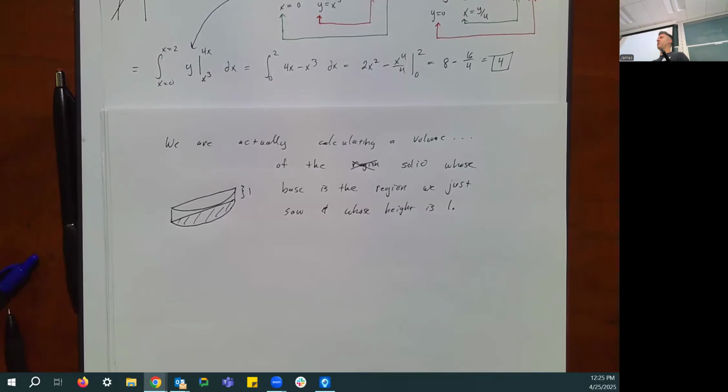So why would you do the area this way? Well, you really wouldn't. But the idea here is instead of having a solid whose height is always 1, we can now look at other solids and find their volumes that have heights that are interesting surfaces. So that's what we're doing with this: we're using double integrals to calculate the volume underneath the surface.